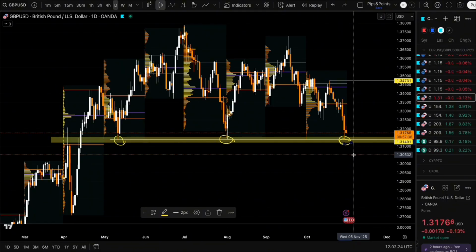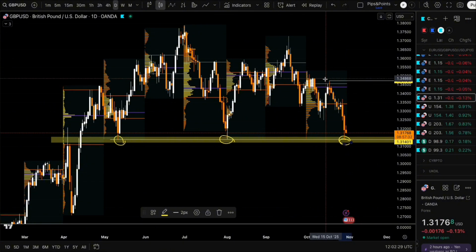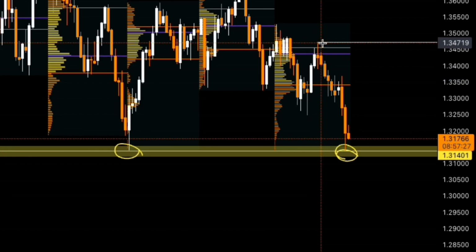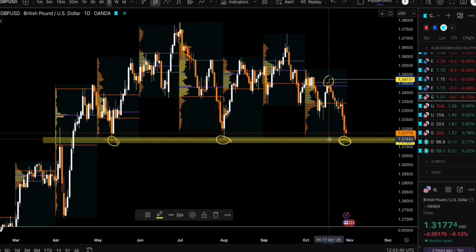Now, in my opinion, we're going to need a swing high taken out. That swing high is this level that I mentioned up here. Let me just point that out to you guys again. That is the swing high right here. That's the one that I want gone before I even think about taking buys.